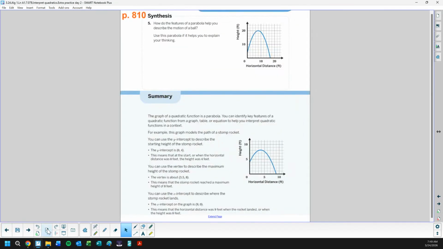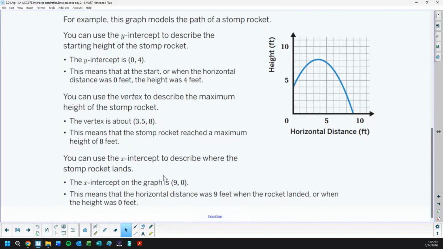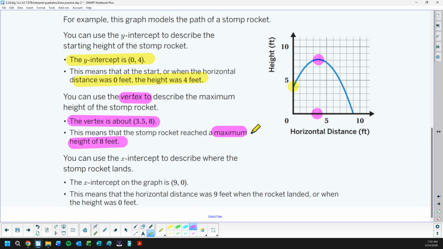With a graph, you're going to see a number of things. We like to call them y-intercepts. The y-intercept is where the graph hits the y-axis. And what is this going to mean? Well, in this particular stomp rocket, it's launched at 4 feet. There's, of course, the vertex. The vertex is going to be the maximum point, which in this particular case means after about 3.5 feet, the stomp rocket will reach a maximum height of 8 feet.